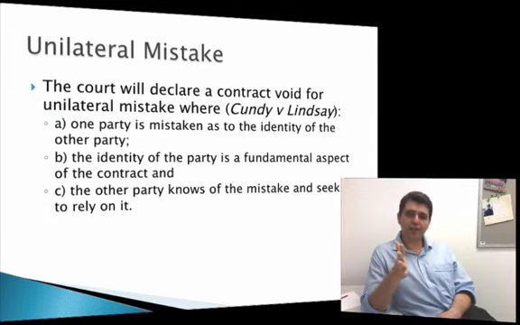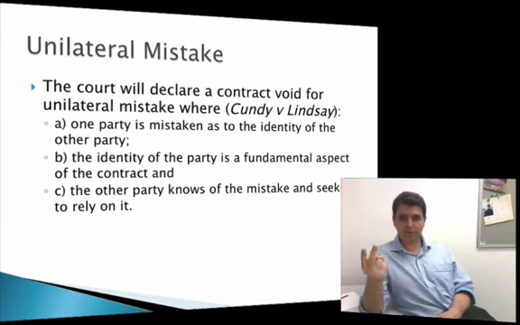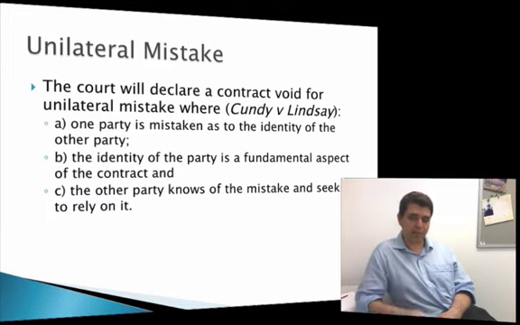You can see here that there are three aspects to the rule. One of the parties must be mistaken as to the identity of the other party. The identity of the other party is actually fundamental to the contract, so it must be important that it was the other party. And the other party must know about that mistake and seek to rely on it. So they've taken advantage of the mistake made by the other person.